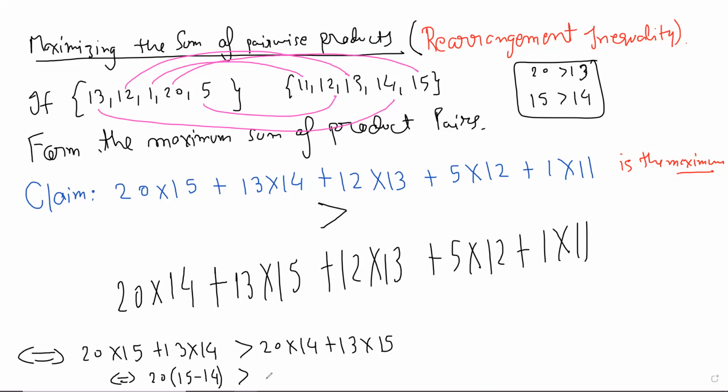Just compare things like this. Okay, yes, yeah. So I'm just saying that you can prove this by this manipulation that I did. Okay? I just took the 20 common, right? And then I took the 13 common because that was the other thing to do, right? And then this becomes completely obvious that this is true.